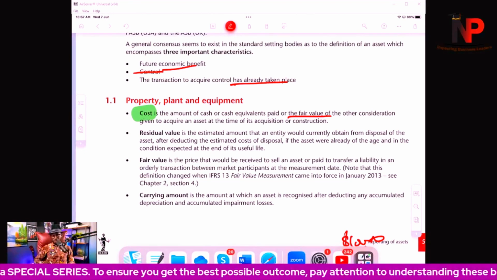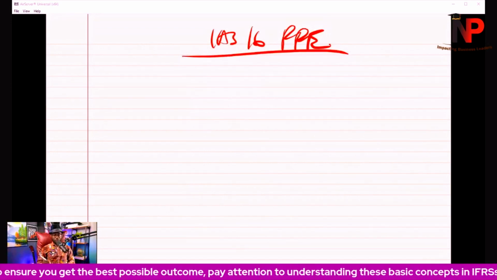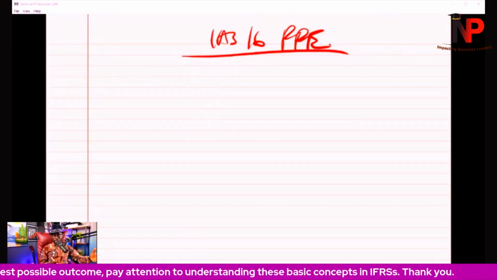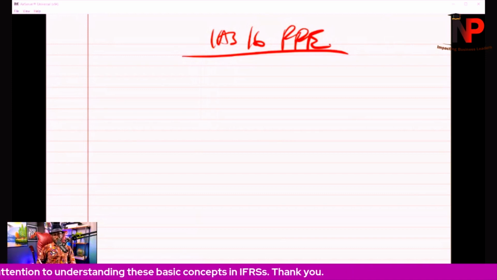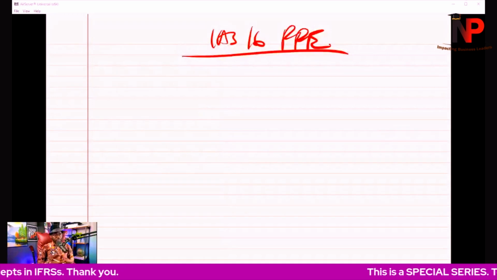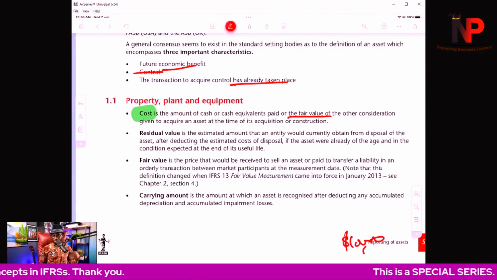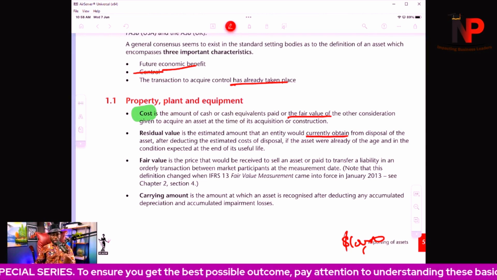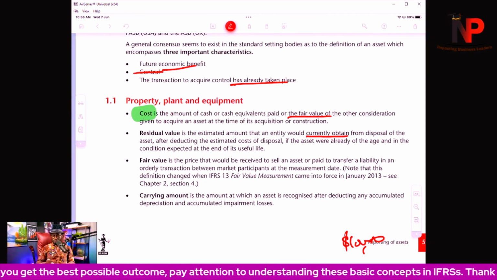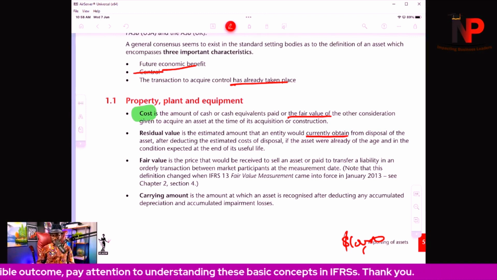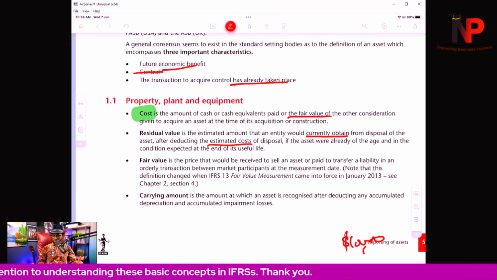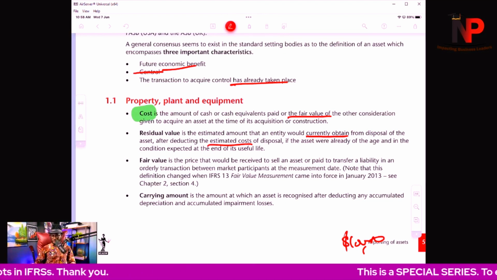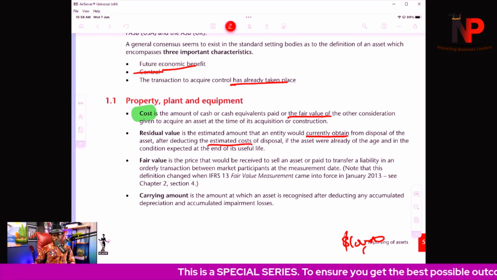What does that mean in principle? Very simple. We will look at what constitutes the cost of an asset in a moment. But if an entity is going to buy an asset, how much does the entity pay to acquire the asset? That could be the cost of the asset. Two, residual value is the estimated amount that an entity will currently obtain from disposal of the asset after deducting the estimated cost of disposal, if the asset were already of the age and in the condition expected at the end of its useful life.